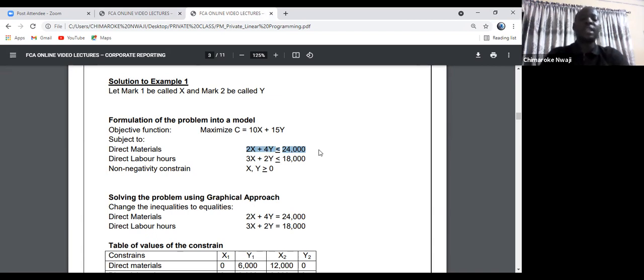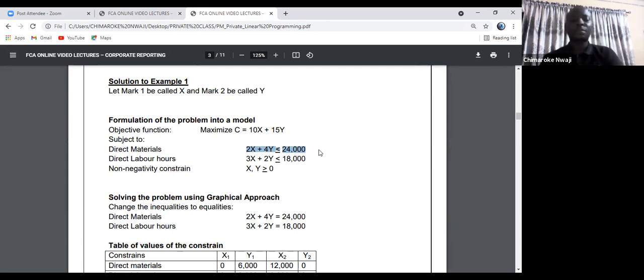The same thing with the labor hours. 3x plus 2y should not exceed 18,000. Then there is a non-negativity constraint, which is x and y must not be negative. So they must be either 0 or greater than 0. So that's the non-negativity constraint you saw there.